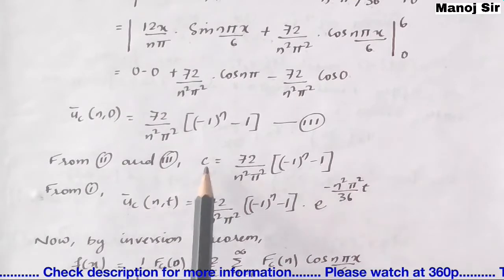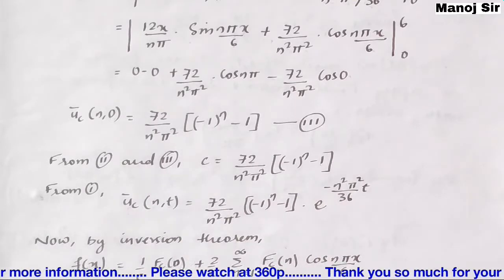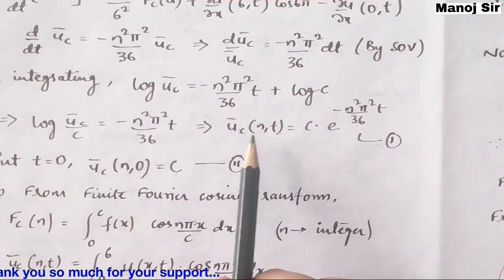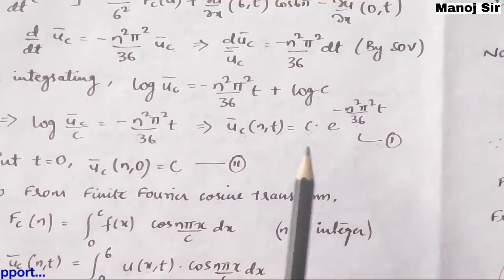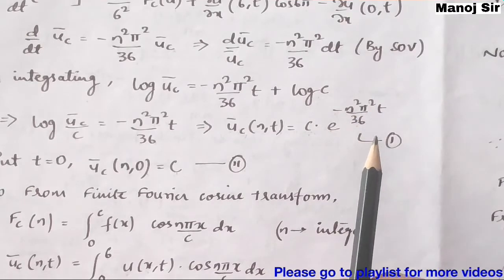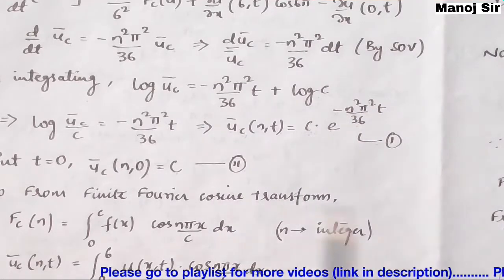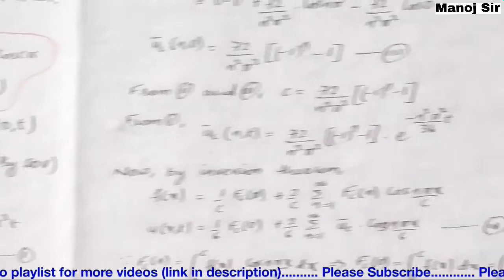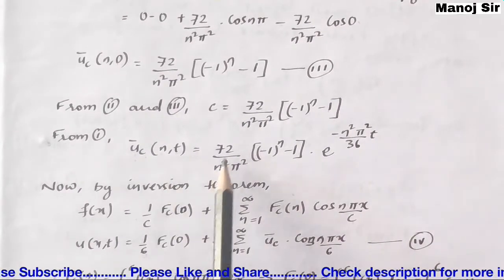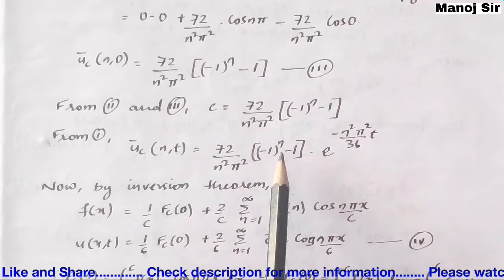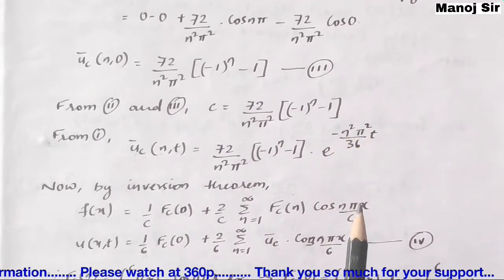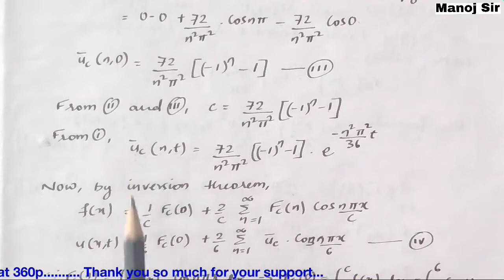Now after getting the value of c, we will come to equation number 1. What is equation number 1? That is u bar c, which is a function of n comma t, equal to c into e to power minus of n square pi square t upon 36. Now simply put the value of c in equation number 1. So you will get u bar c, which is a function of n and t, equal to 72 upon n square pi square into minus 1 power n minus 1 into e to power minus of n square pi square t upon 36.